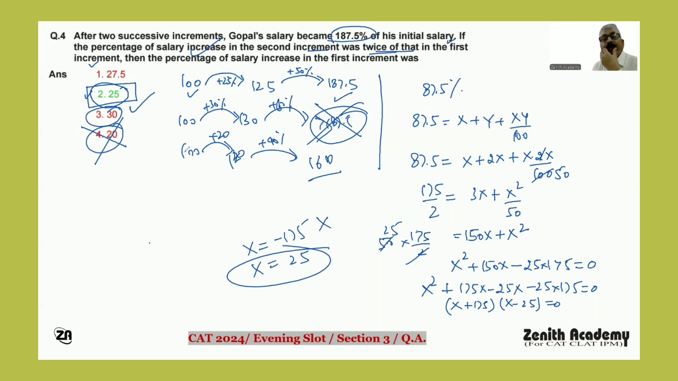But I think I prefer this. With the help of options, you can do it faster. But both approaches are good.